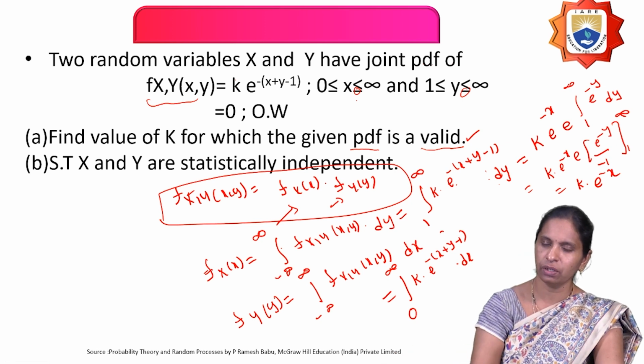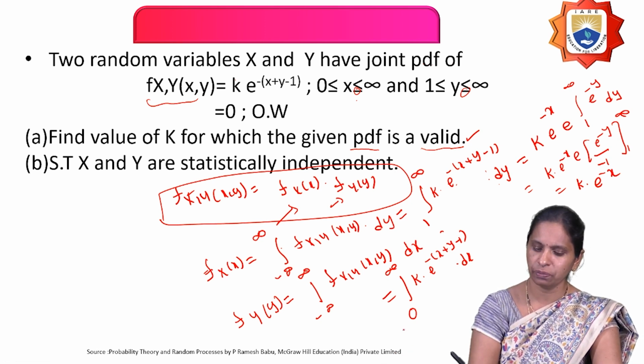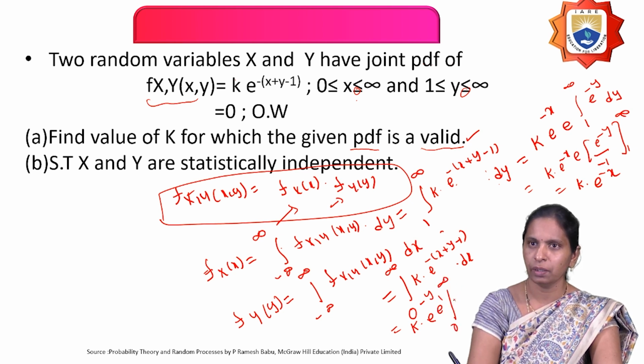Now, what is fy of y here? So, fy of y is equal to what? You have to integrate with respect to which variable? x. Therefore, the y terms are constant here. Then what can we write? k into e power minus y, and e power 1 is constant. This is integration from 0 to infinity of e power minus x dx.